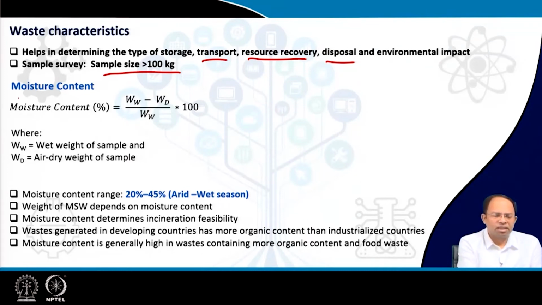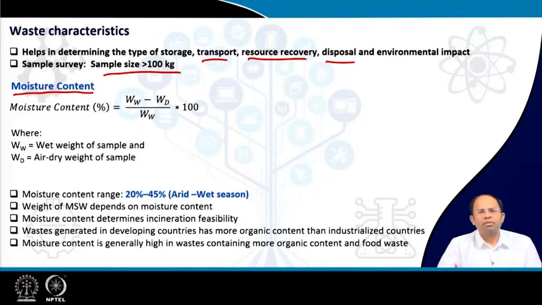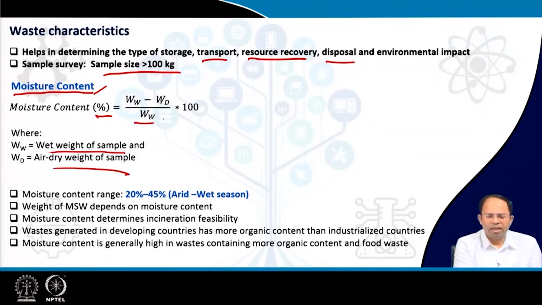So the first characteristic is the moisture content. Why is moisture content important? Moisture content determines the weight of the waste. Moisture content determines if the waste could be incinerated. Moisture content determines if the compost would be successful, right? If there is very little moisture, compost will not work. If there is too much moisture, then also it is a problem for composting. So this is one characteristic which influences a lot of these stages. Moisture content is determined as a percentage measure. It is determined by W, the weight of the sample, minus the air dry weight of the sample, divided by the weight of the sample, multiplied by 100.